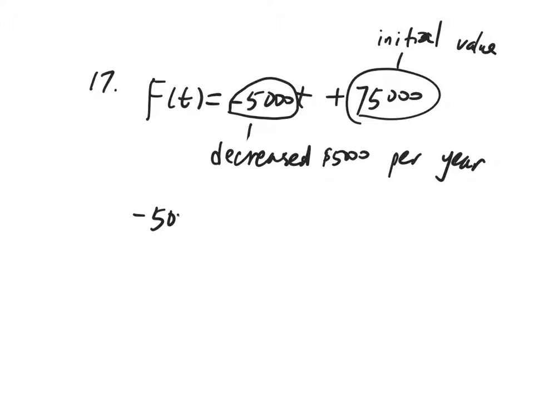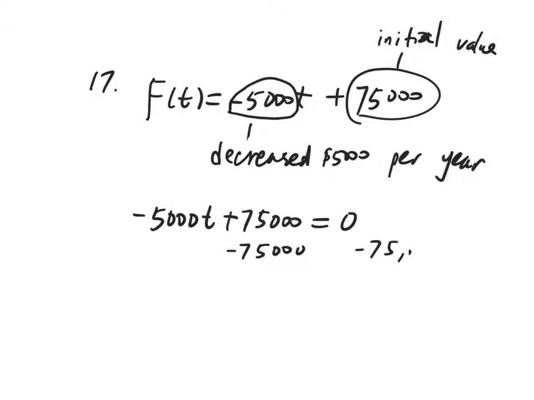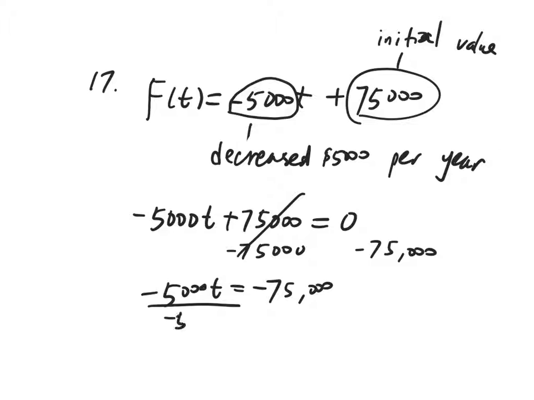Well, to determine how long it will take the truck to depreciate completely, let the whole value be equal to 0, and then solve for t. So if you subtract 75,000 from both sides, we'll have 85,000 t equals -75,000, and divide by 85,000 on both sides, we'll have t equals 15. Okay.